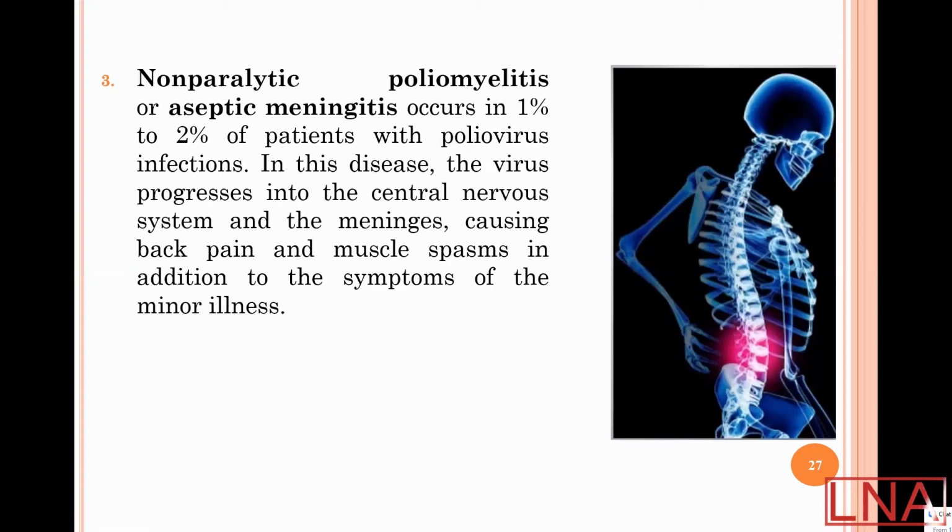Non-paralytic poliomyelitis or aseptic meningitis occurs in 1 to 2% of patients with poliovirus infection. In this disease, the virus progresses into the central nervous system and the meninges, causing back pain and muscle spasm in addition to the symptoms of the minor illness. As you remember, minor illness is a problem of the GIT. Such a combination can suggest non-paralytic poliomyelitis.